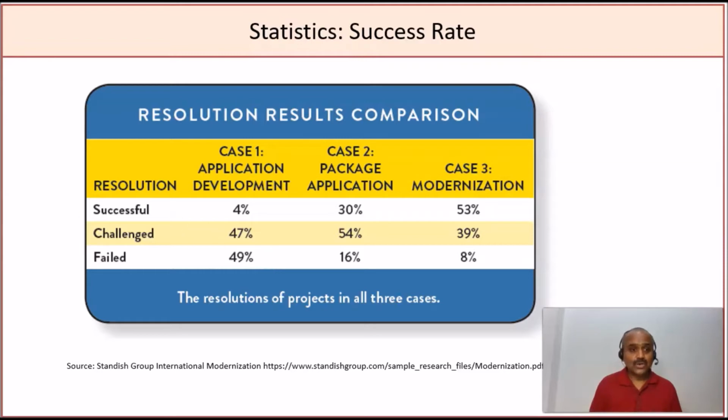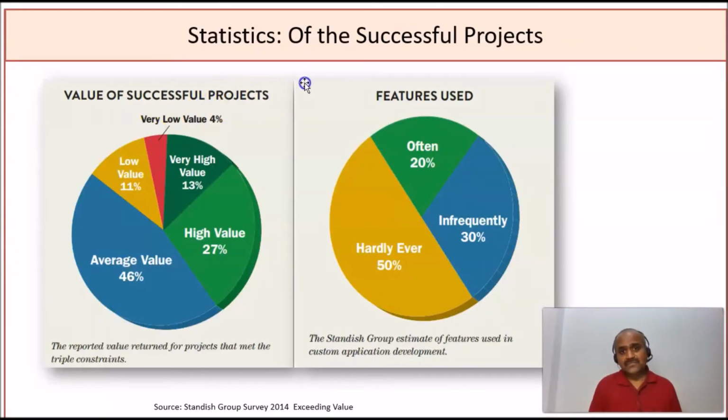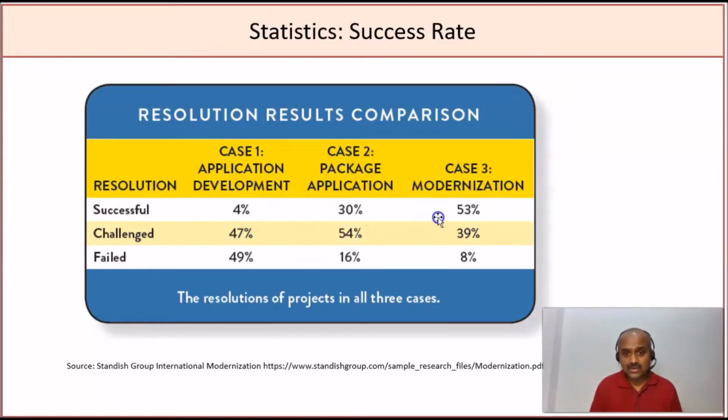Now let us see, of the successful projects, what value they brought. Of the successful projects, very high value was given by 13% of the projects. Again, I am saying this is of the successful projects. That means this is the successful layer of these successful projects.